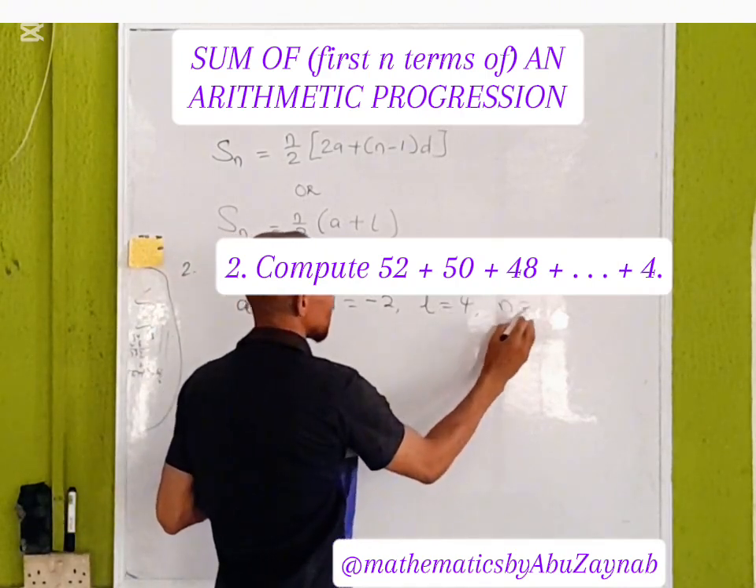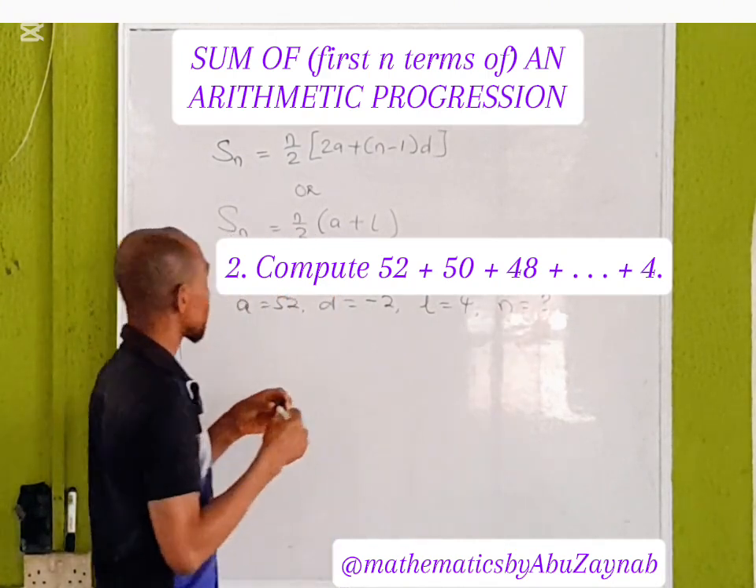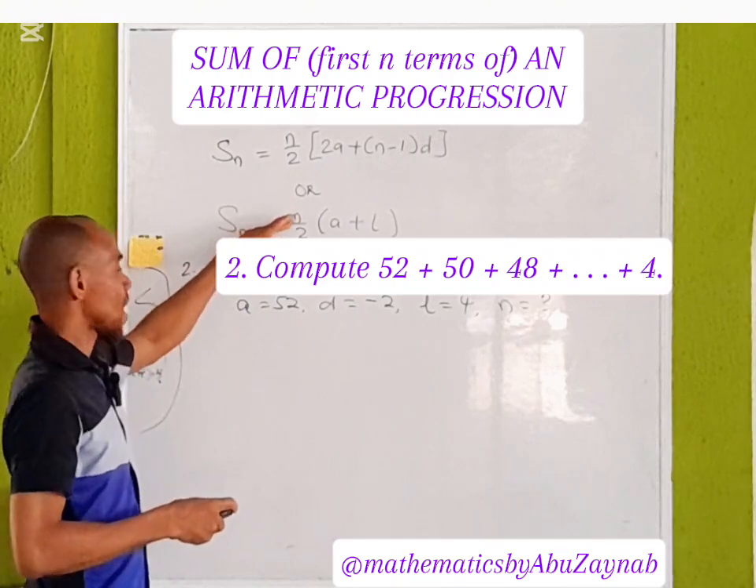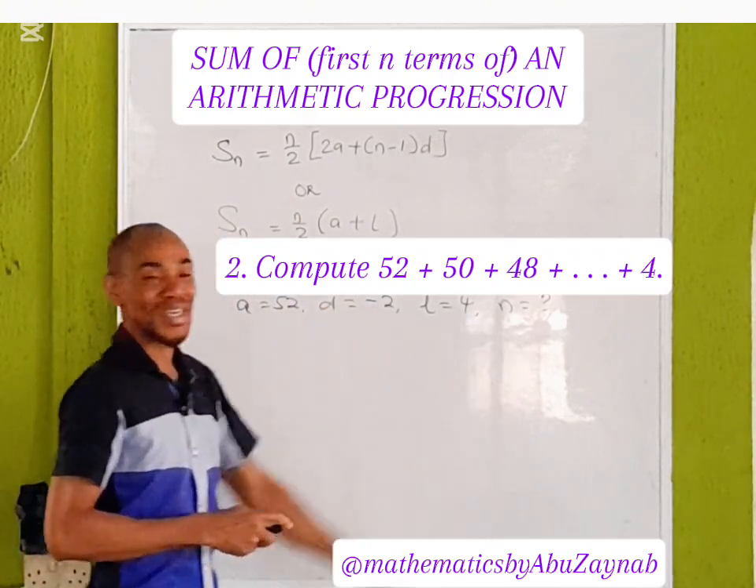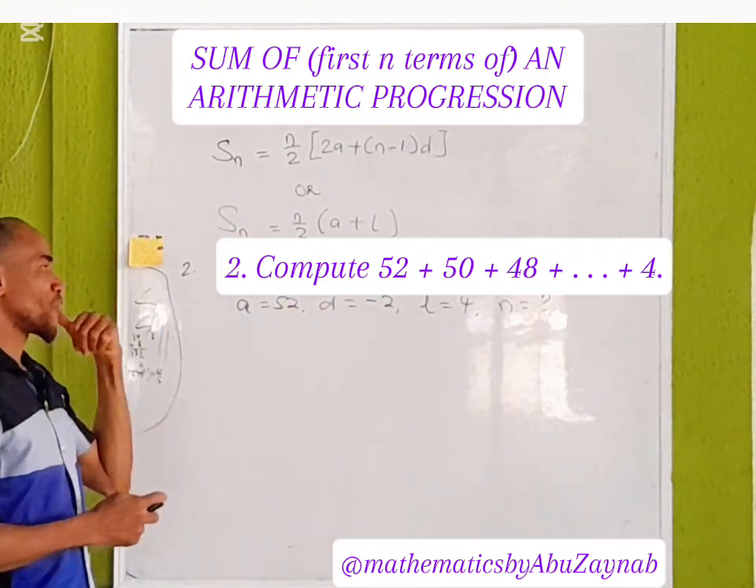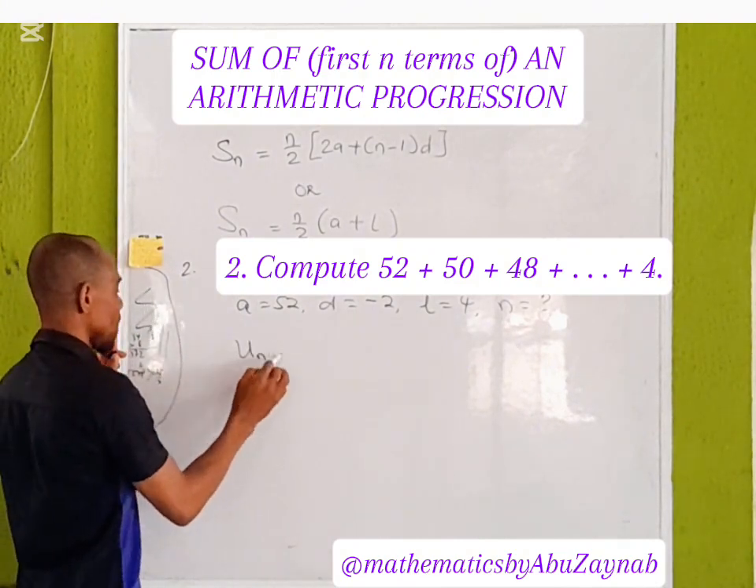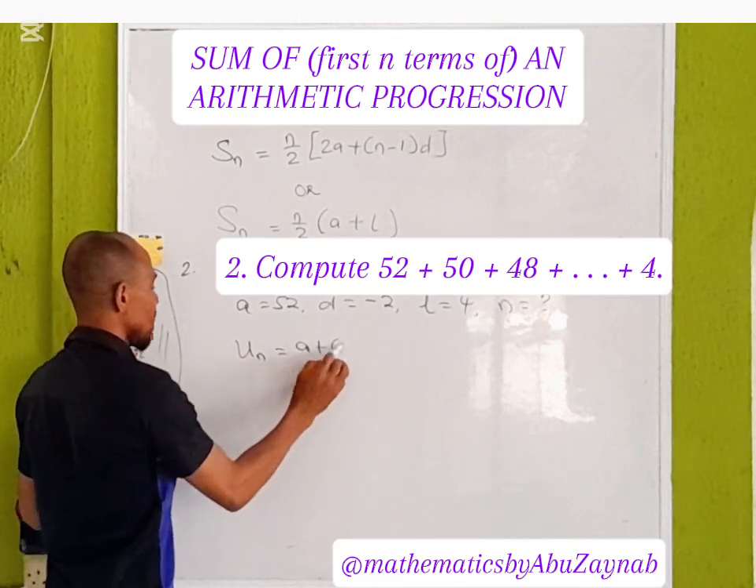But what is N? We don't know. Note that N features in both formulas, so there's no way we can avoid getting N. That's our first headache here. How do we get N? We quickly recall the formula for the nth term of an AP: Un equals a plus (n minus 1)d.